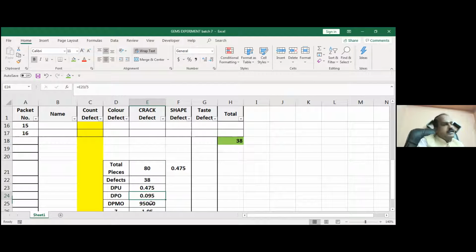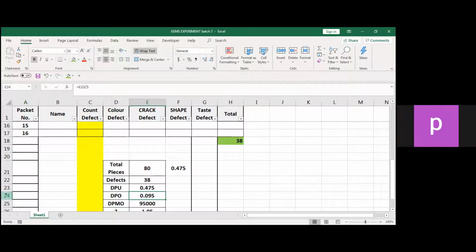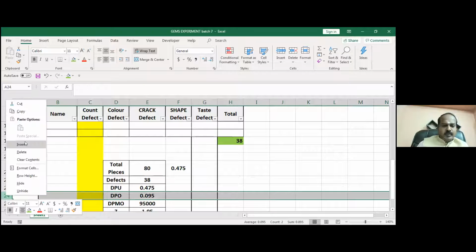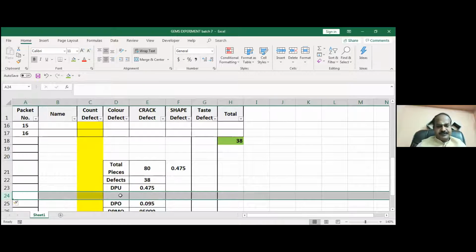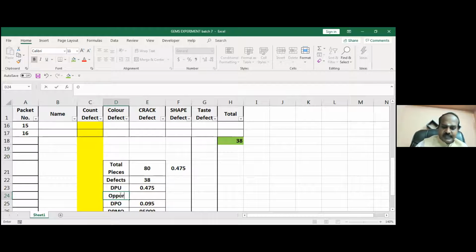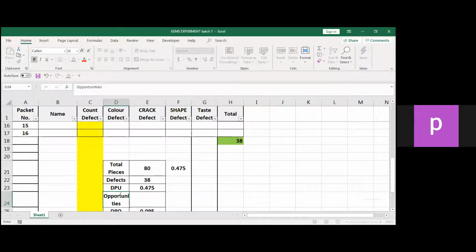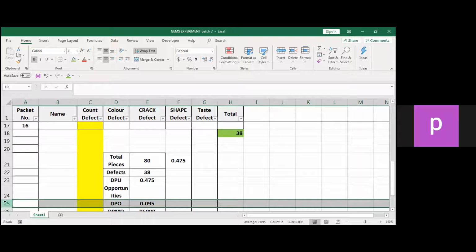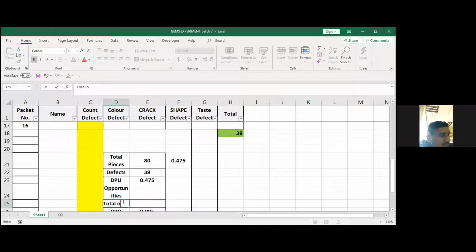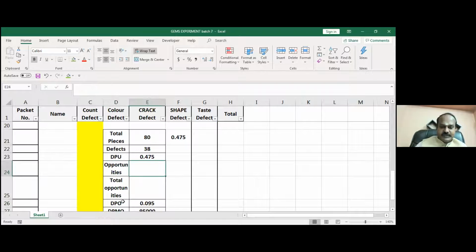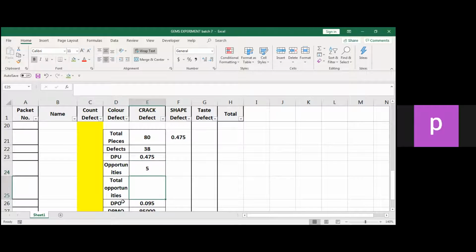And now I want to calculate defects per opportunity. How many opportunities for error we checked? Can somebody tell me how many opportunities for error we checked? 5. Very good. Actually, each gem you checked 5 aspects. The opportunities for error is 5. And since you opened 80 gems, you checked the 80 gems. So what is the total number of opportunities?